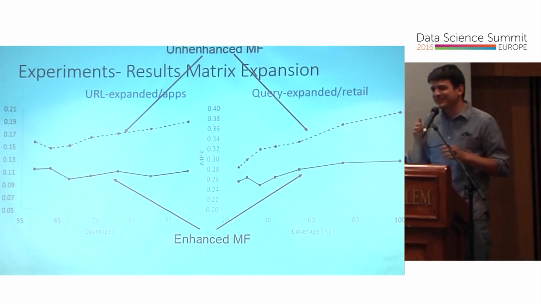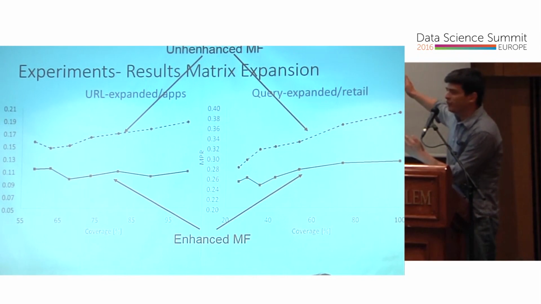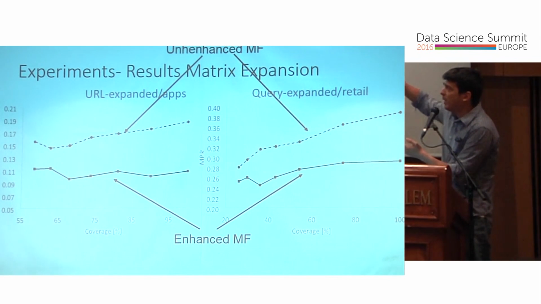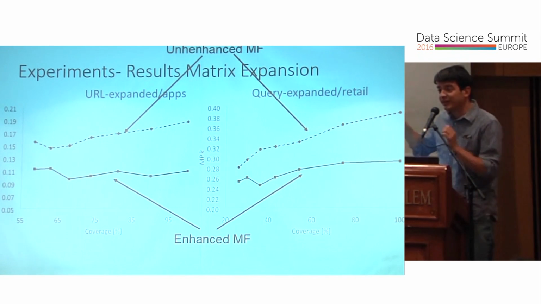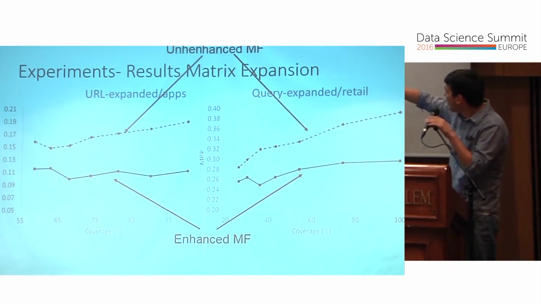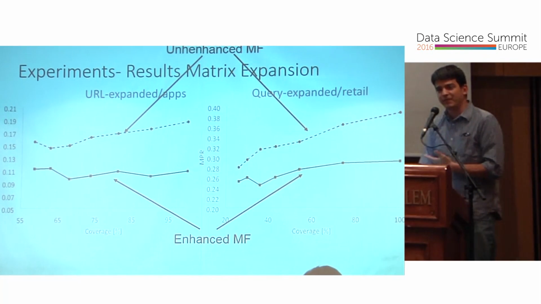Another thing you can see is this so-called trade-off between coverage and accuracy, right? So as we increase the coverage, meaning we are including more and more cold items into our candidates, the recommendation problem becomes harder, and the MPR, as expected, grows. Actually, this effect is mitigated in the enhanced version, the solid line, and we can see that the slope is slightly less. Okay? So this is the matrix expansion.